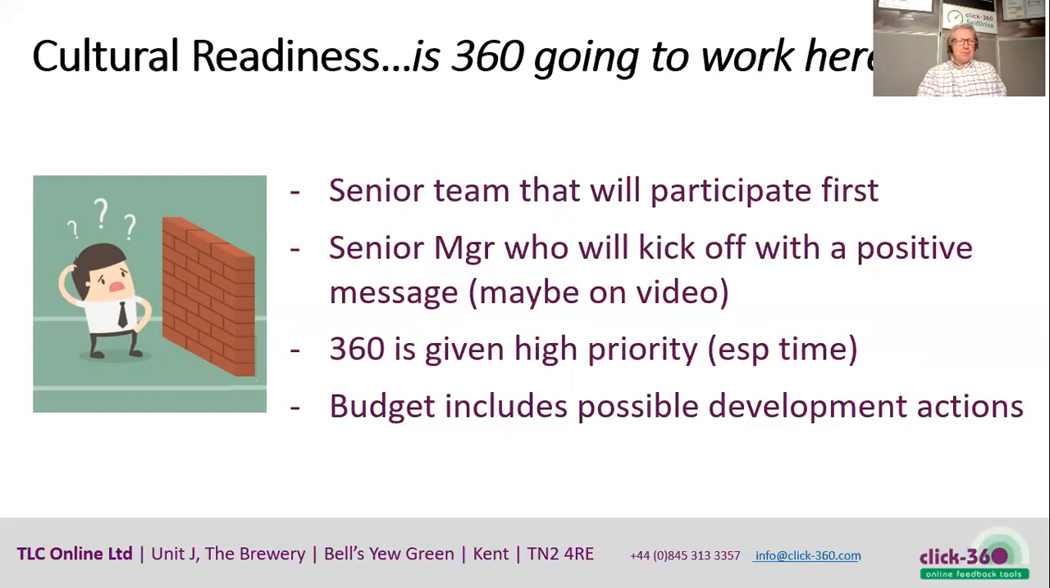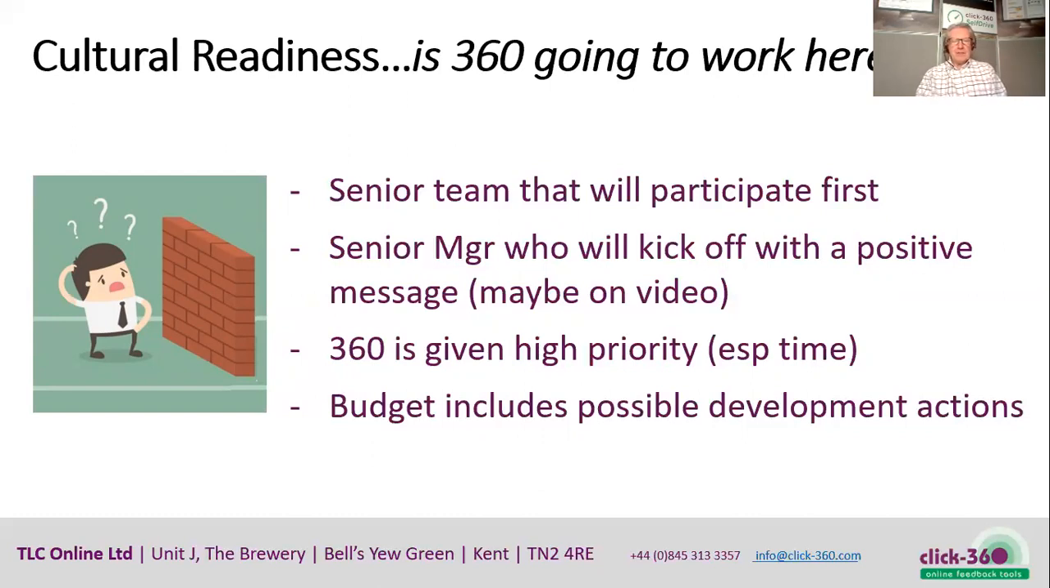The budget should include development activities, because that is going to be a likely outcome of the whole process. So there needs to be some thought given to how much we can afford to spend on maybe books or videos or e-learning packages or training, face-to-face classroom training, or coaching, or video conferences or whatever. But there needs to be some thought given, and therefore a budget put aside for more than just the 360.